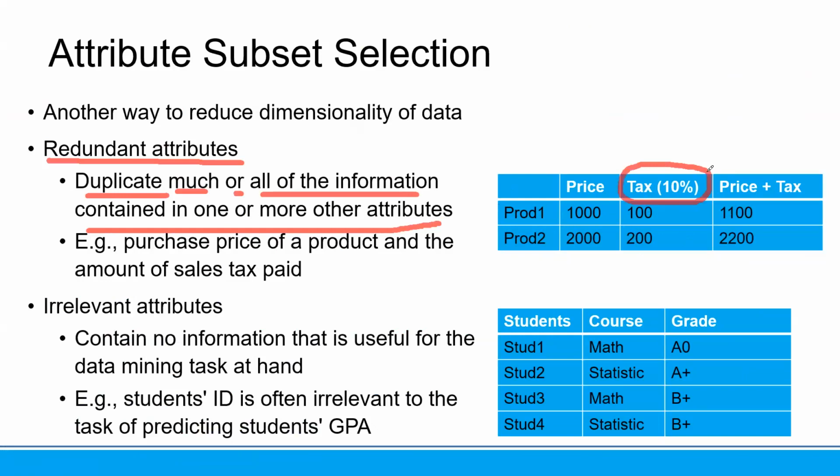Instead of using these 2 columns, you can combine them. Price plus tax is this number. So you do not need to use those 2 columns. You can just use the column price plus tax for the analysis, because it shows the high dependency. Or we can say that these 2 columns are redundant with this column.